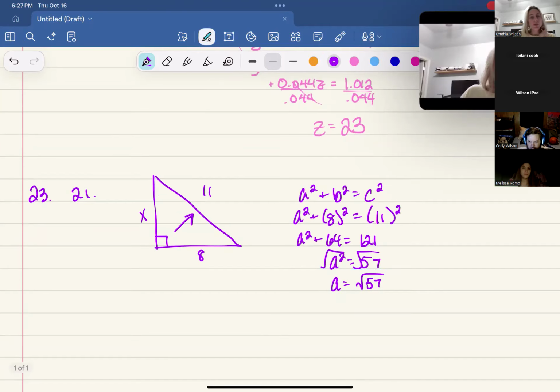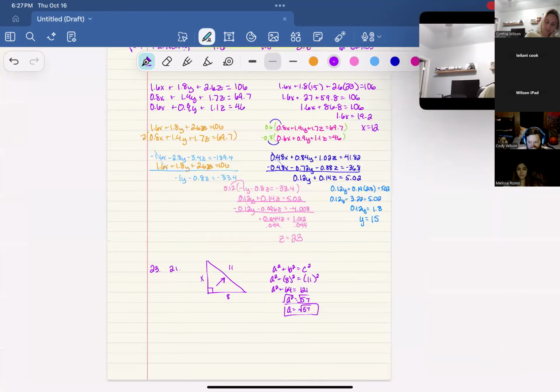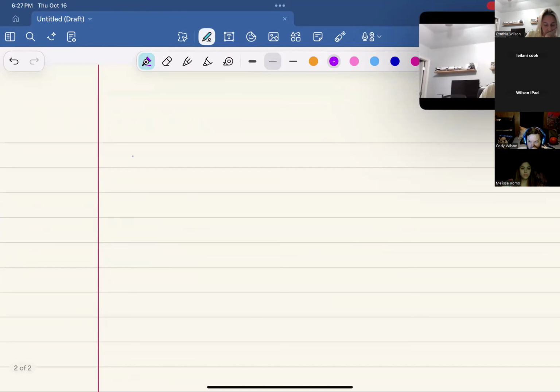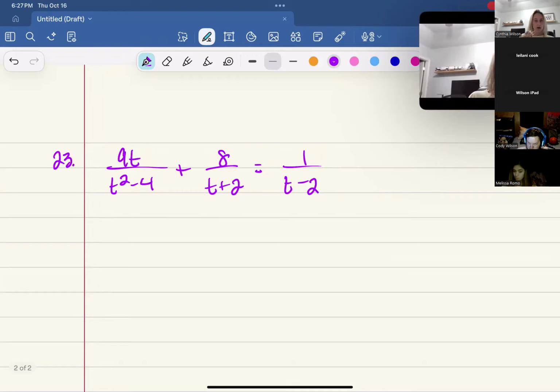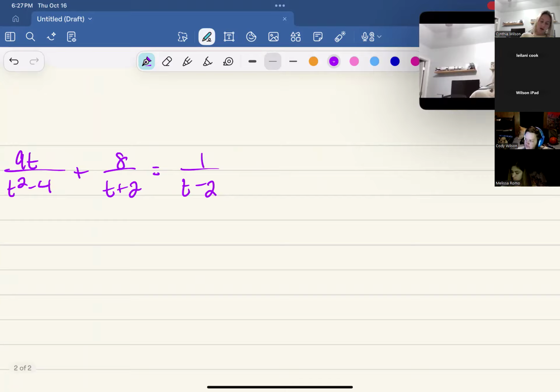And then Thou, I see 23. Let me look at that. Okay, you want everything to be on one level, so you need to multiply by the least common denominator of all three fractions. And so you want to factor.